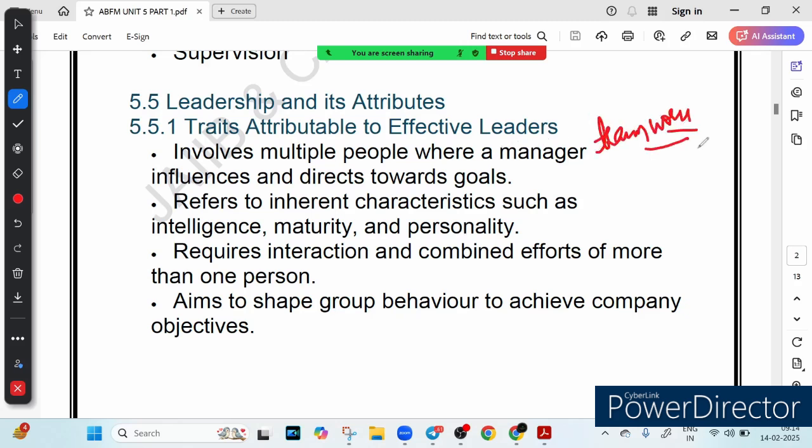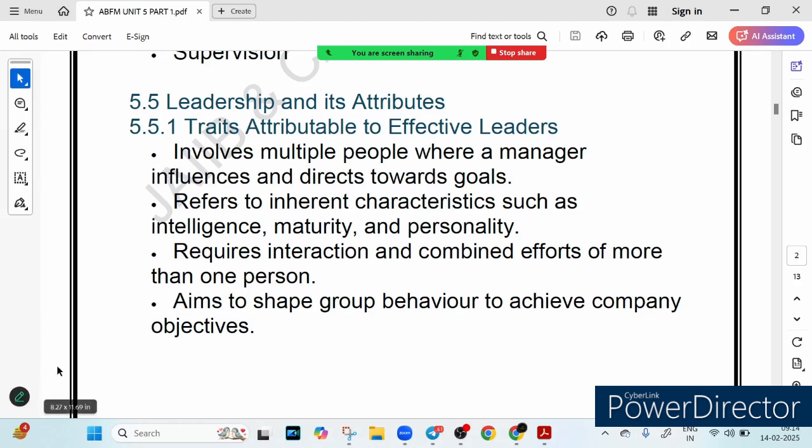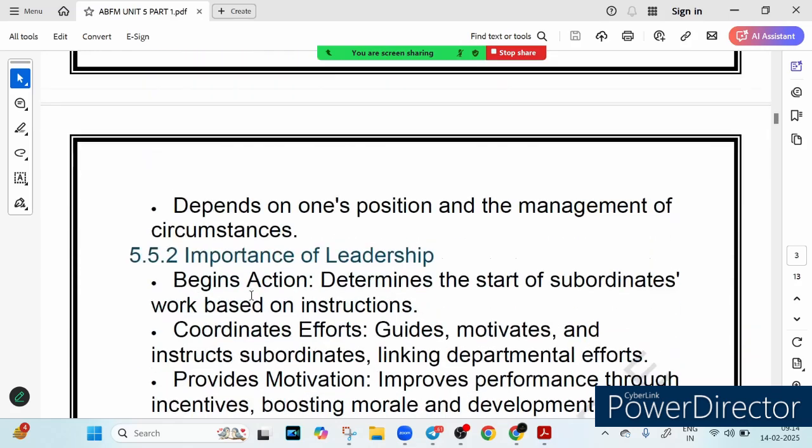And personality and intelligence matter, but it is not about being a genius. A great leader needs common sense, maturity and the ability to handle people, right? Now there is something called situational control. What is the meaning of situational control? Leadership is not fixed. Sometimes you need to be strict, other times you need to be friendly. A good leader adapts to the situation. Whatever the situation is, you have to adapt to it. That is called situational control, right?